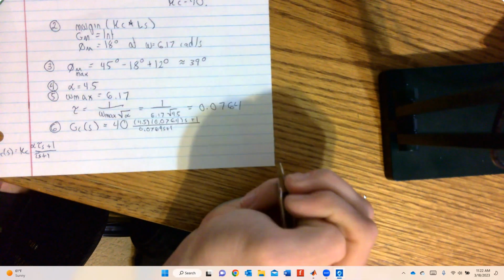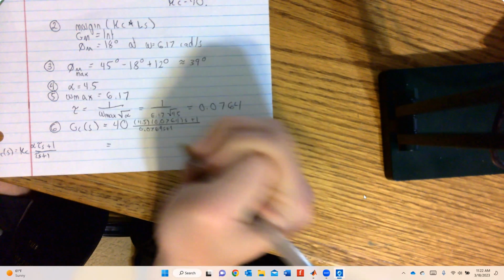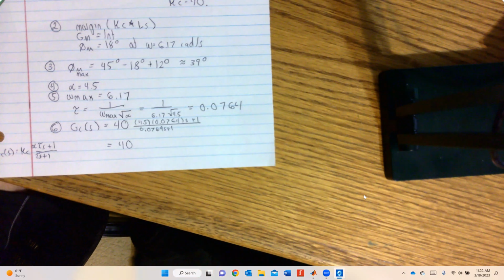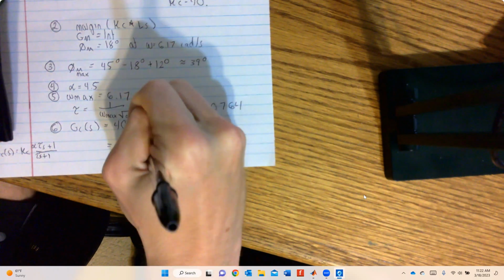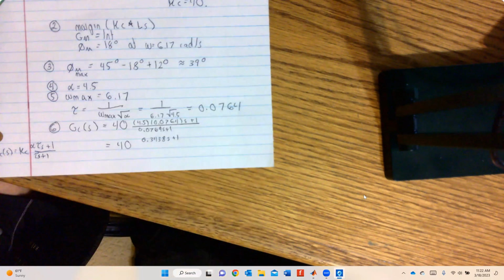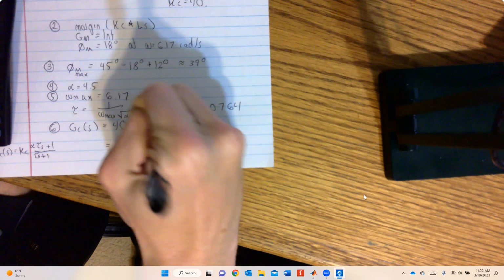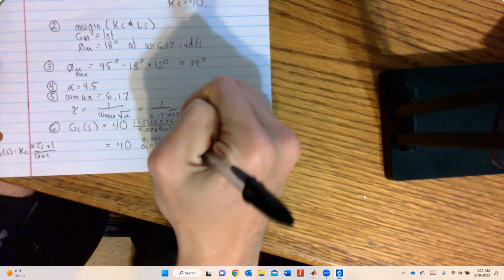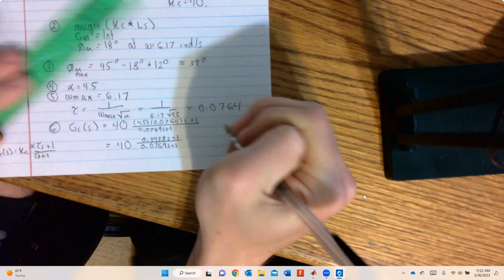And so this is going to equal 40, and then in the numerator it's 4.5 times 0.0764, which gives 0.3438 S plus 1, all over in the denominator 0.0764 S plus 1. Okay, we're almost done here. So this is our compensator that we have.